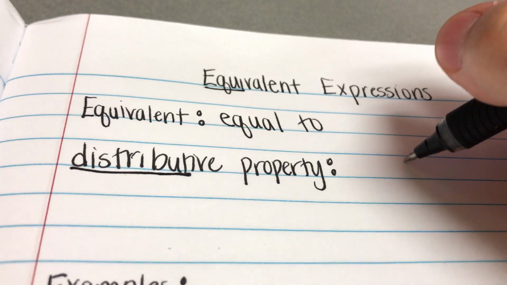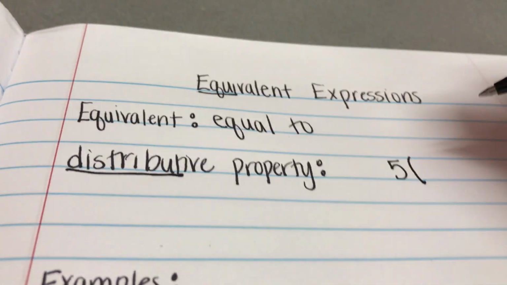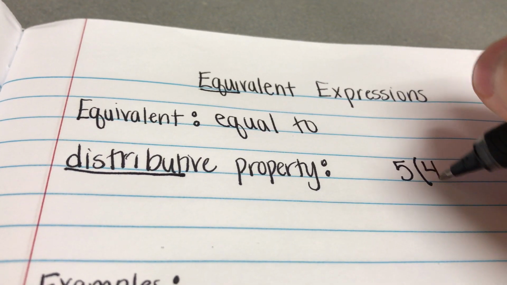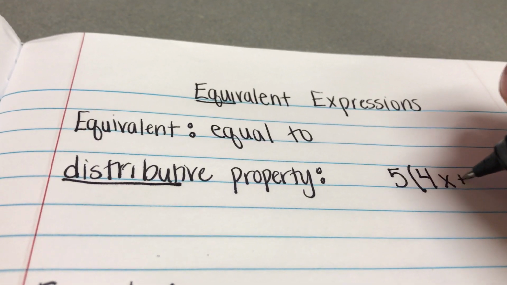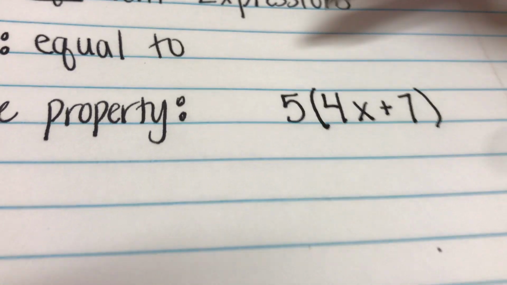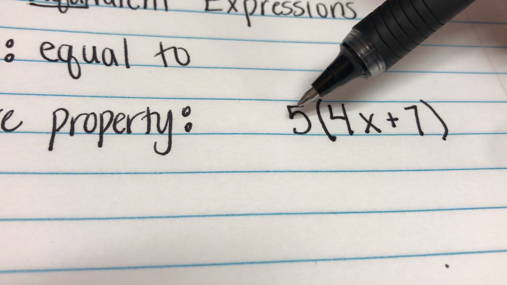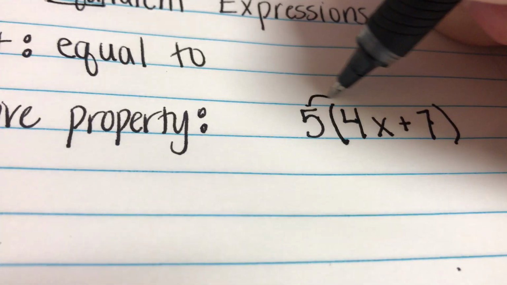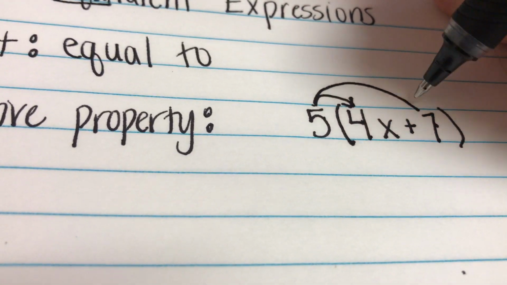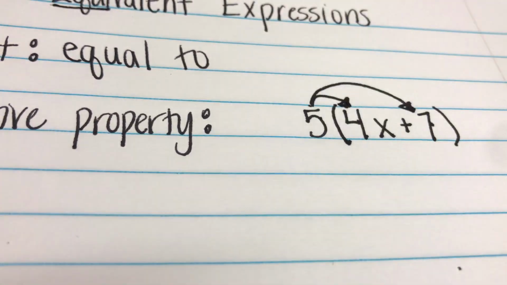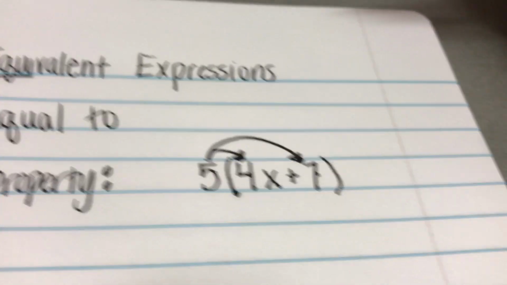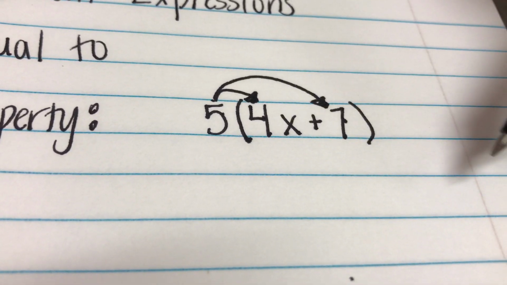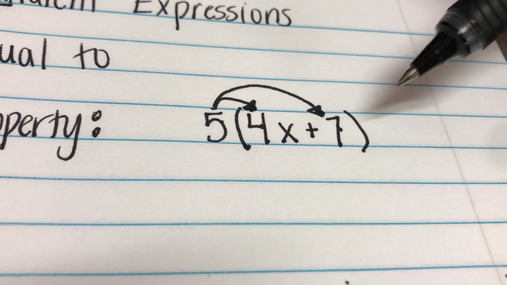So let's start off with an example like 5(4x + 7). Okay, so what I'm going to distribute is the 5. It's on the outside of the parentheses, so that means that it goes to the 4 and it goes to the 7. I like to draw these little lines to show that it's going to be distributed, especially because later on there might be 3 terms or 4 terms, and so I don't accidentally leave one out.